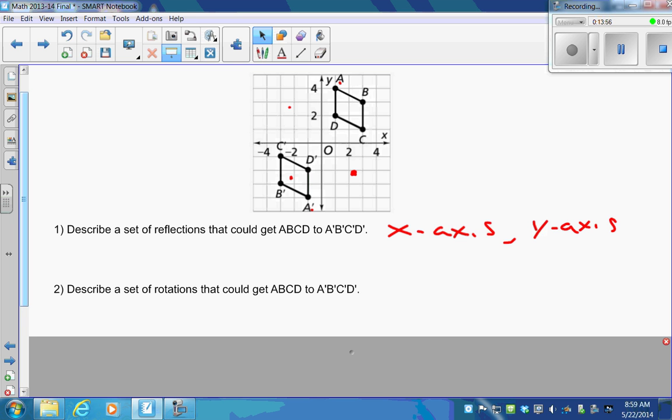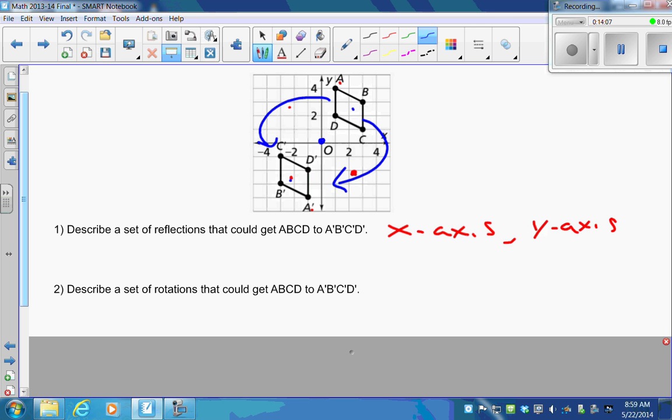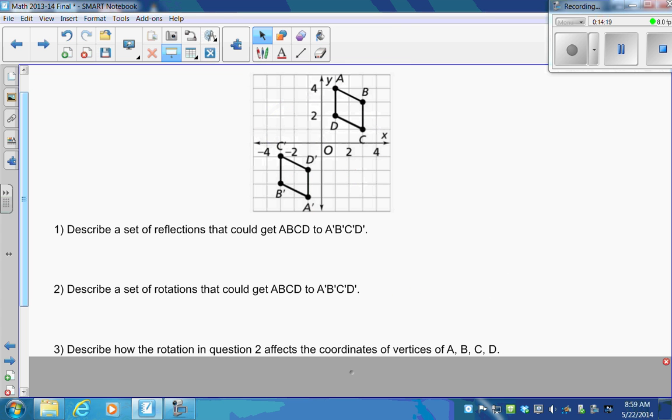Describe the rotation, how I got from here to here. I rotated it. You could either say clockwise or counterclockwise. Either way. I rotated it around the origin, around point 0, and I rotated it 180 degrees. Please include all of those. The last one, so I have to describe the rotation. How did I get from there to there?